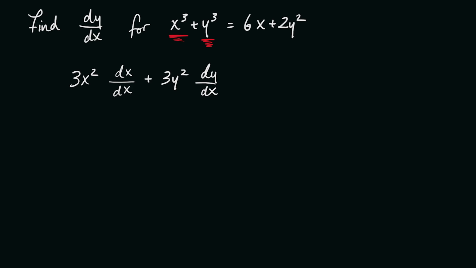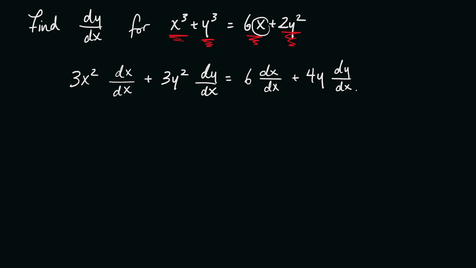Now we're going to put our equal sign here because we have one in the middle. The derivative of 6x, that's just 6. So 6 dx over dx, because we took the derivative of x here. And now the last term that we have is 2y squared. And the derivative of 2y squared is just 4y. Now remember to put a dy over dx. Alright, so we're trying to find dy over dx here.